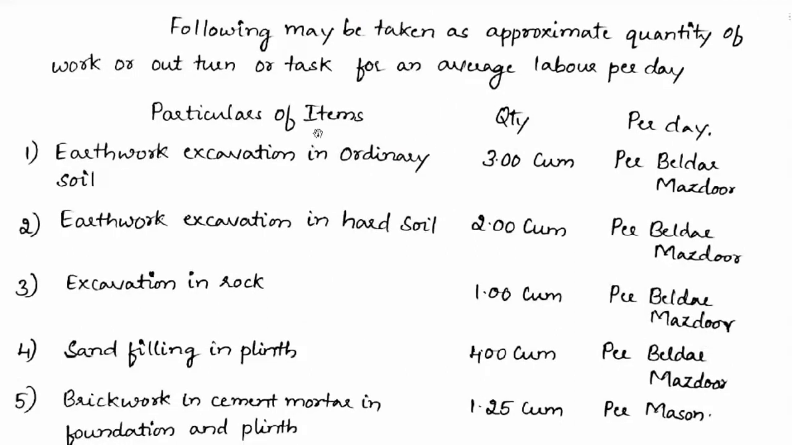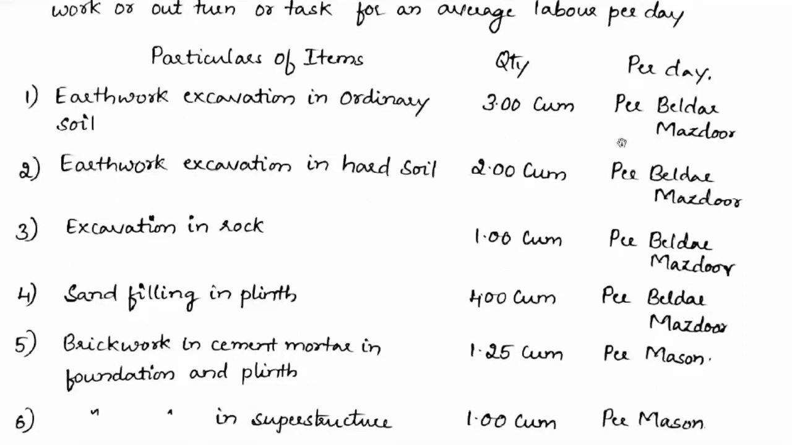For example, this is one table showing the outturn or task of a labor per day. If you take earthwork excavation in ordinary soil, one beldar or mazdur, the one who is doing excavation, we call him a beldar, can do about 3 cubic meters of excavation within one day. Similarly, if you have hard soil, the amount of work done will be reduced. If it is in rock, again it is going to reduce, per beldar or mazdur.